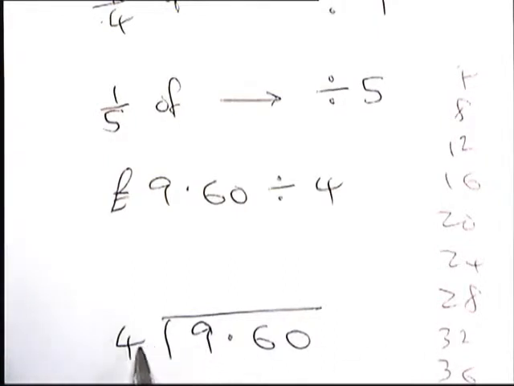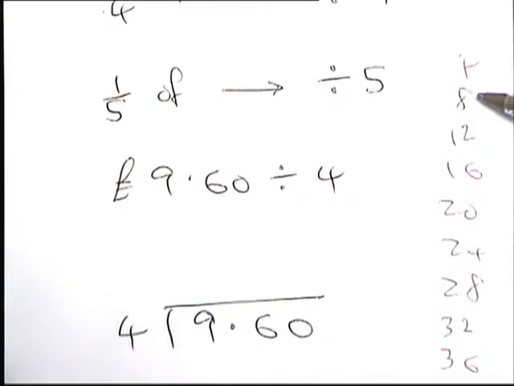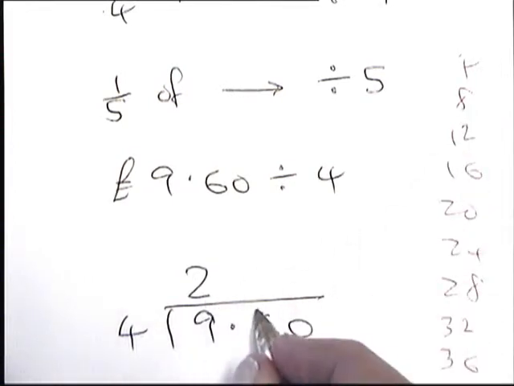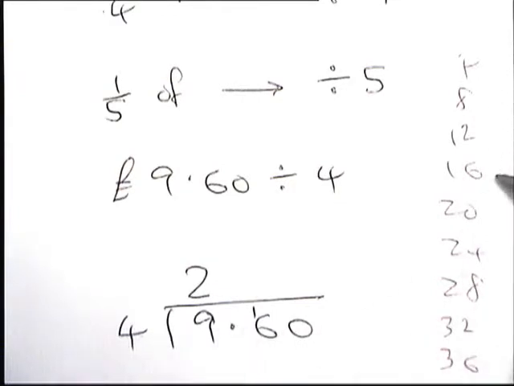So my first question is 4s into 9s. 4 goes into 9 twice, because 2 4s are 8. So 4 goes into 9 twice, and from 8 to 9 there is a remainder of 1. That will go there. 4 into 16. 16 is in my list, it's the 4th thing down. So 4 goes there.